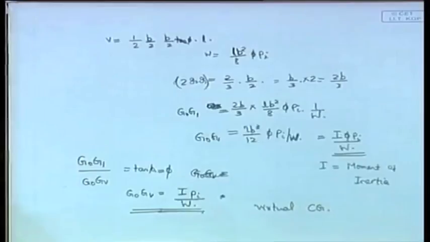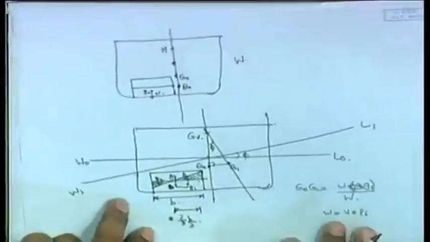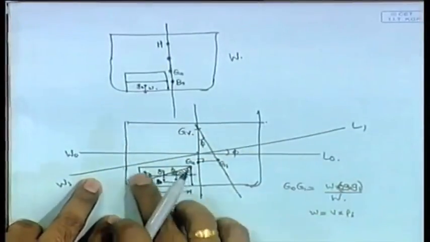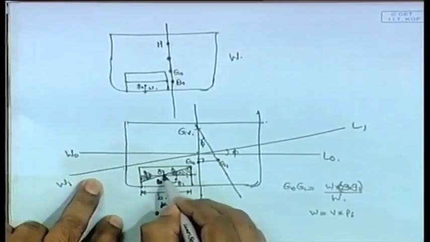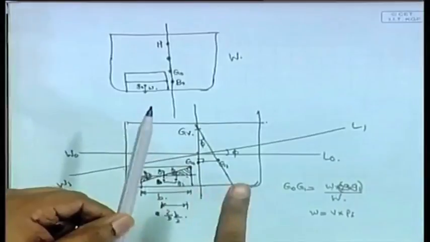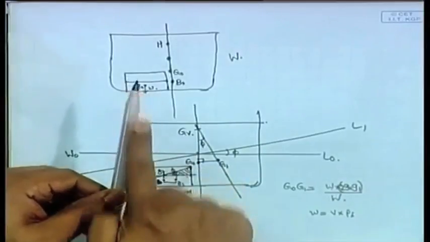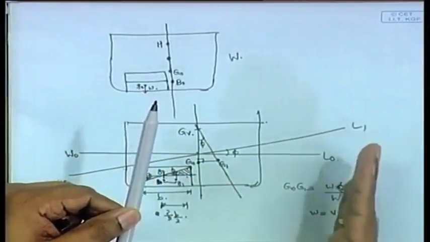So, if you have the whole ship like this, the tank is just here. This is the moment of inertia of this tank about this center axis. About this center axis, what is the moment of inertia? This is the center line of the ship, and this is the whole ship. So you have a whole ship, you have a small tank here, you have the center line of the ship, and this is the center line of the tank itself. So this is the moment of inertia of the small tank about its center line.